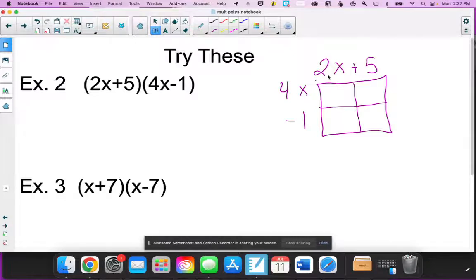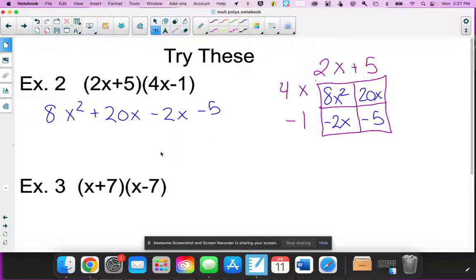And then we're just going to do each of the 4 pieces. So 4x times 2x and 4x times 5 and 2x times -1, or -1 times 2x, same thing, and -1 times 5. Okay, I'll write it out. That's a positive 20x, a negative 2x, and a negative 5. And then I'm going to combine my like terms.